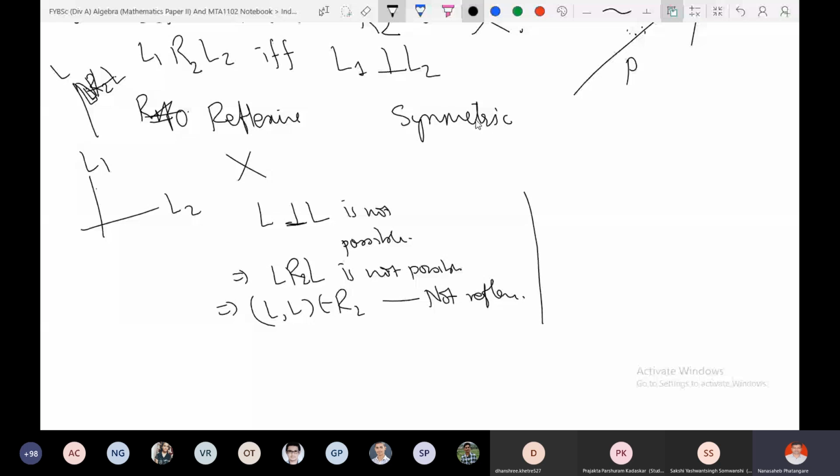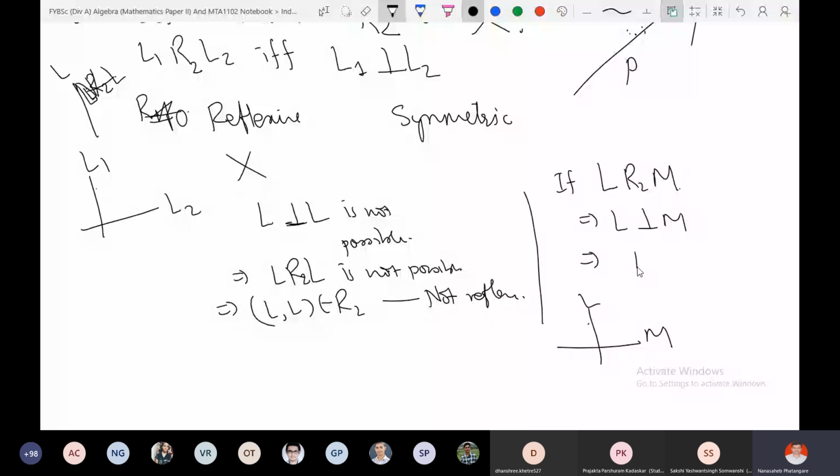Now, is it symmetric? Yes, sir. Suppose some line L is related with some other line M, right? That means L is perpendicular to M. But if some line is perpendicular to another line M, then M is perpendicular to L, right?